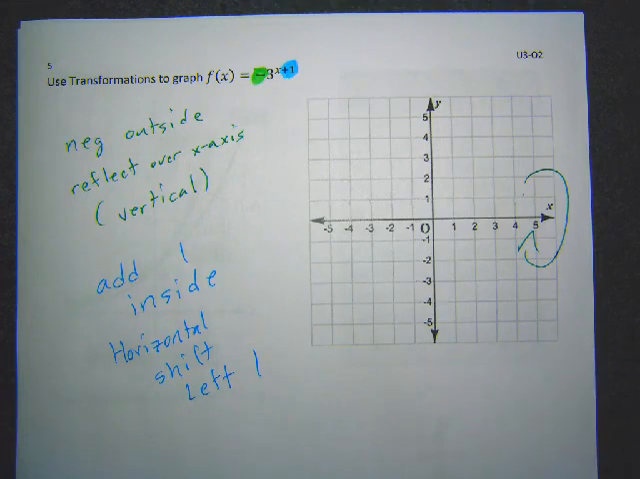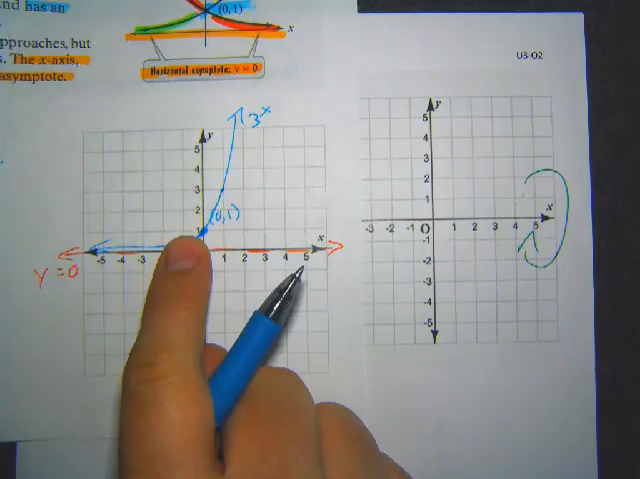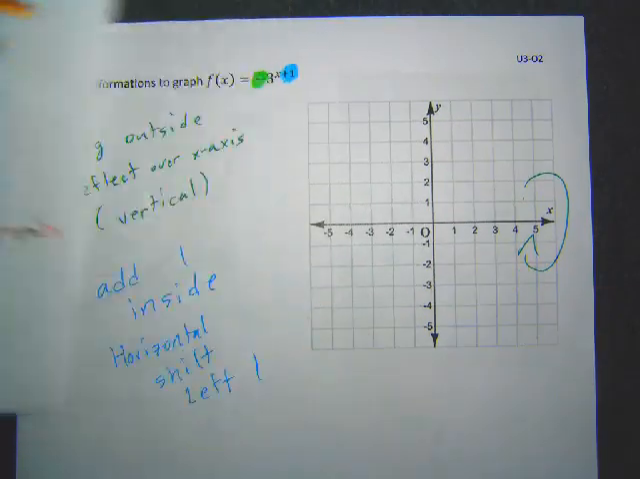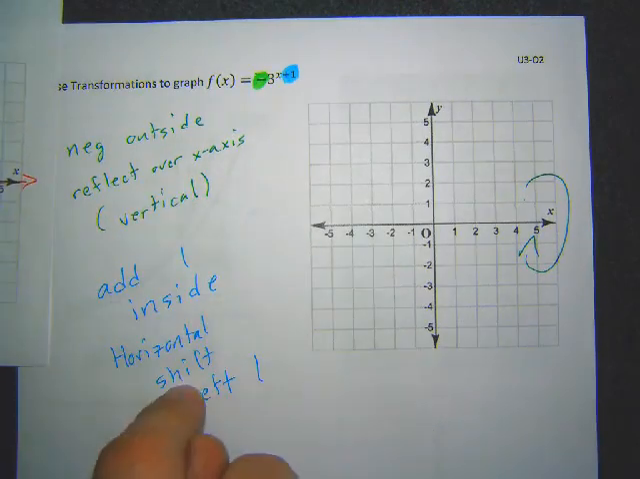So to make this drawing, we're going to start back with our original 3 to the x again, this original function. It's going to look like this to start with. And then we'll do all those transformations where we reflect it and shift it.